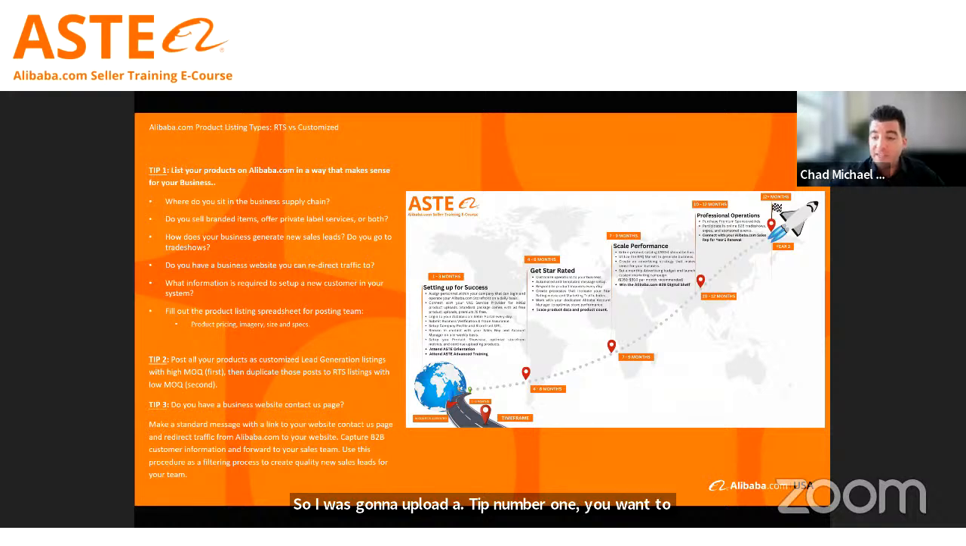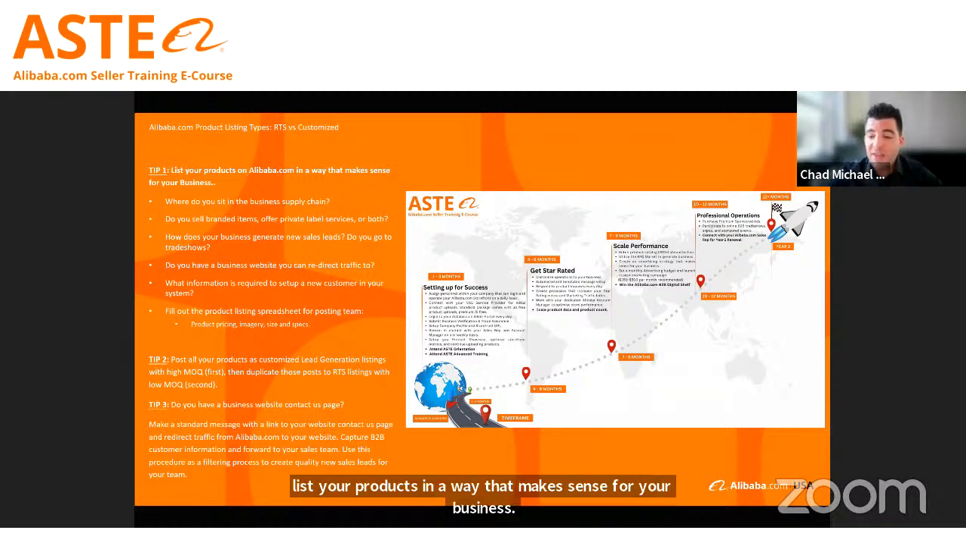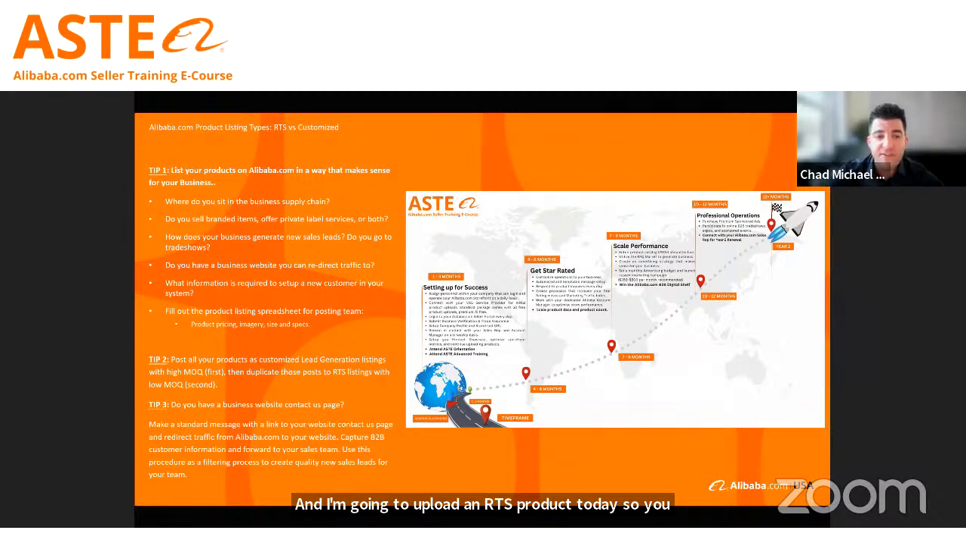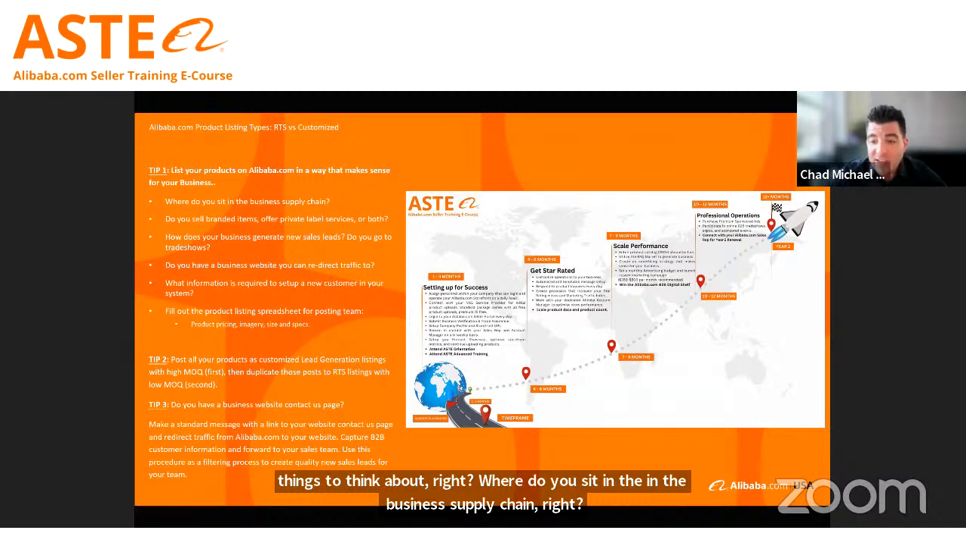And I'm going to upload an RTS product today so you can see how that process is done. I think I did a customized listing last month. But some things to think about, right? Where do you sit in the business supply chain? Are you selling branded products, your own products, or do you offer private label services? This is going to impact how you upload your products.